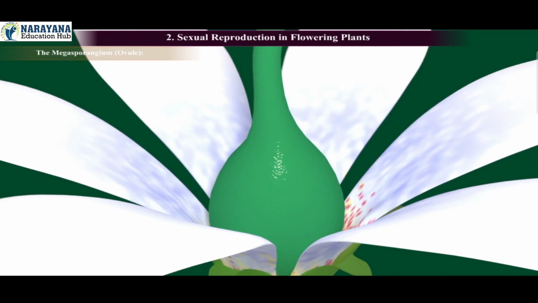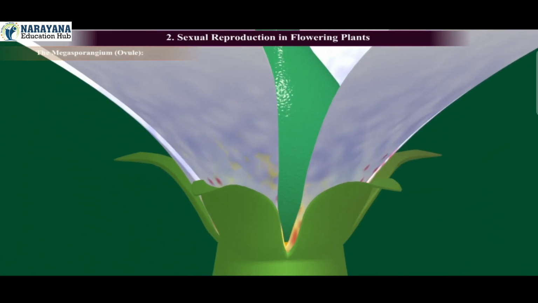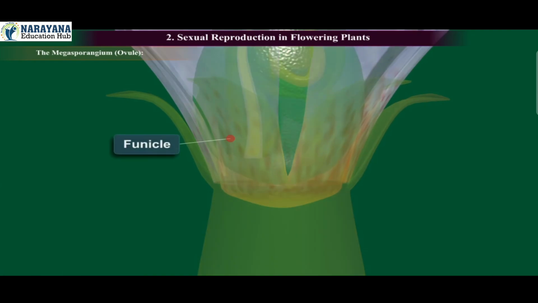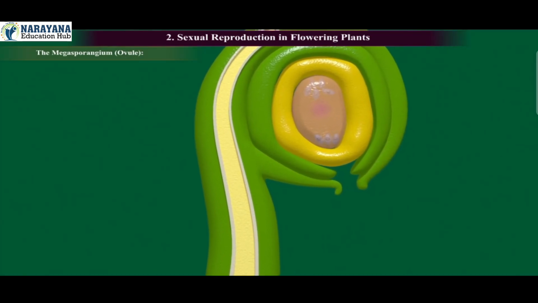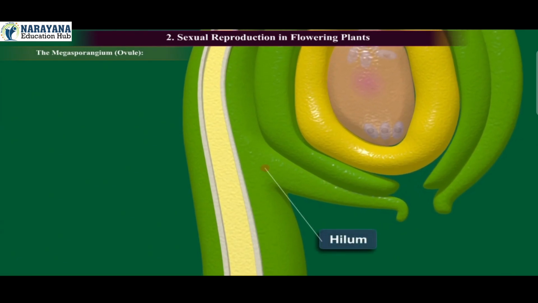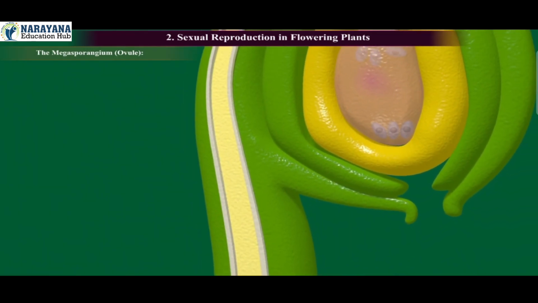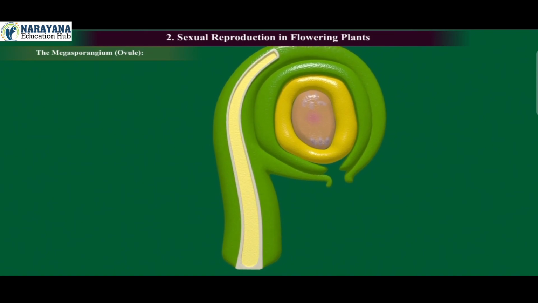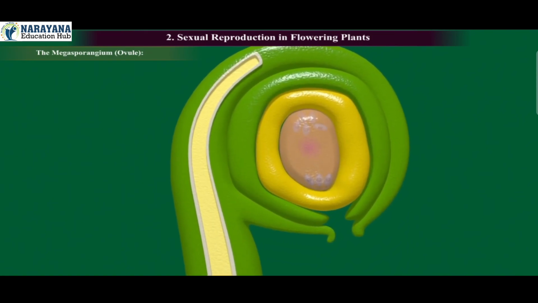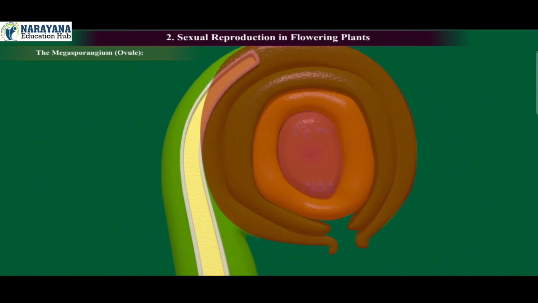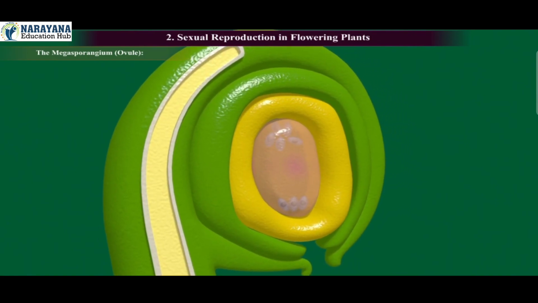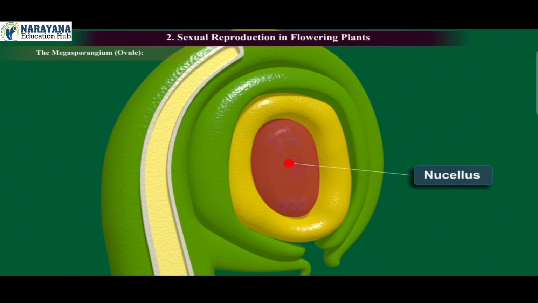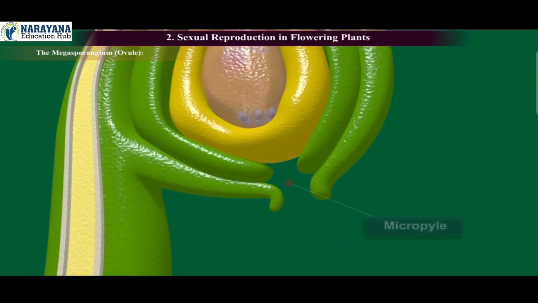The ovule is a small structure attached to the placenta by means of a stalk called funicle. The body of the ovule fuses with funicle in the region called hilum. Thus, hilum represents the junction between ovule and funicle. Each ovule has one or two protective envelopes called integuments. Integuments encircle the nucellus except at the tip, where a small opening called the micropyle is organized.